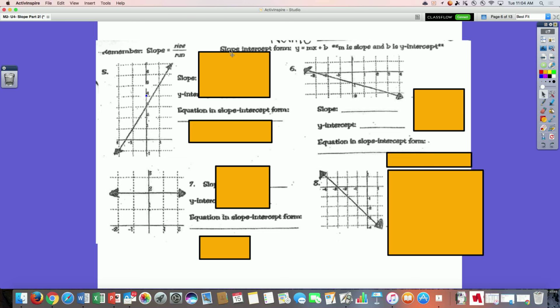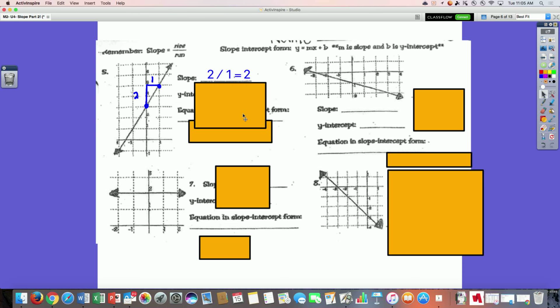Oh, man. Remember, slope is rise over run. Let's pick some points that are exactly on the line. Exactly, hits the line exactly. We're going to rise up and run to the door. So the slope is 2/1, which equals 2.